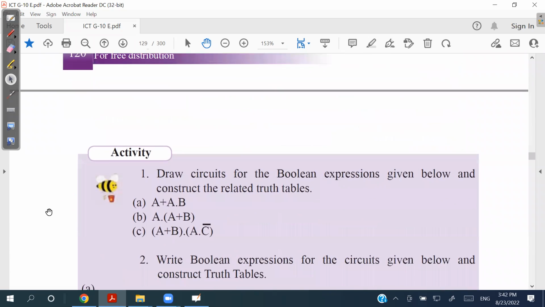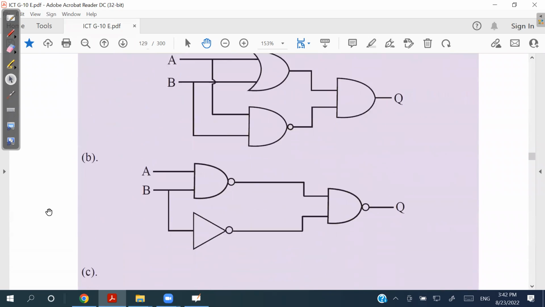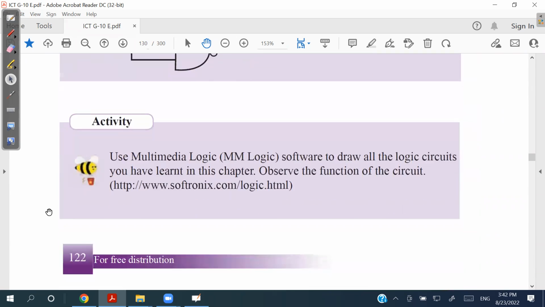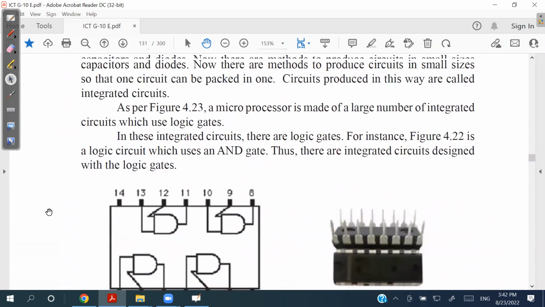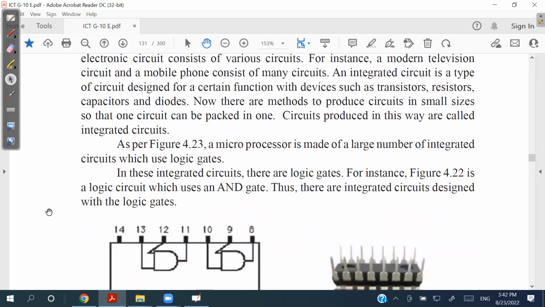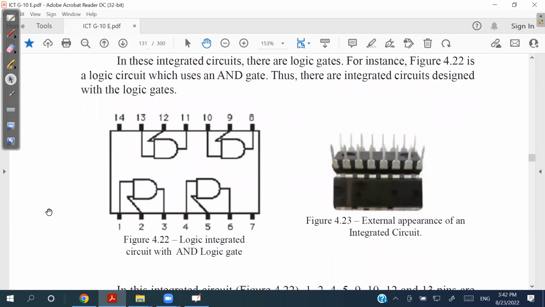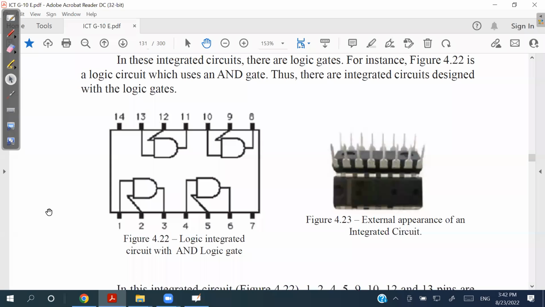And as well, we have designed some circuits regarding the Boolean expressions, right? And now we are going to learn how these things can be used in practice. So in practical life, how are we going to use these things? You can find the gates inside these kinds of ICs, which stands for integrated circuits.